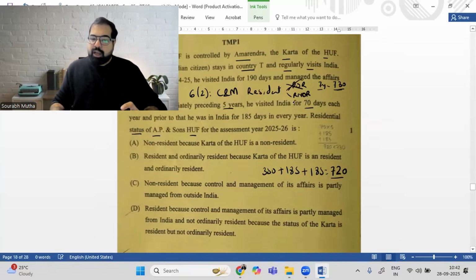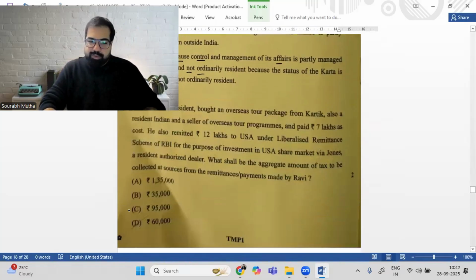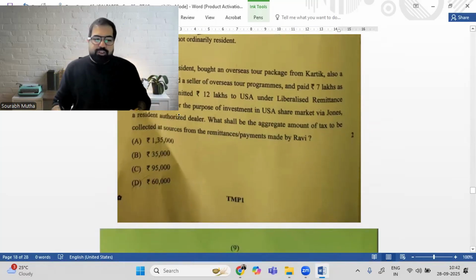The HUF will be an RNOR. Resident, because control and management of the affairs is partly managed from India, and not ordinary resident because the status of the Karta is resident but not ordinarily resident. Absolutely right. Option D gets you one sweet mark. Let's go to the next one, guys.